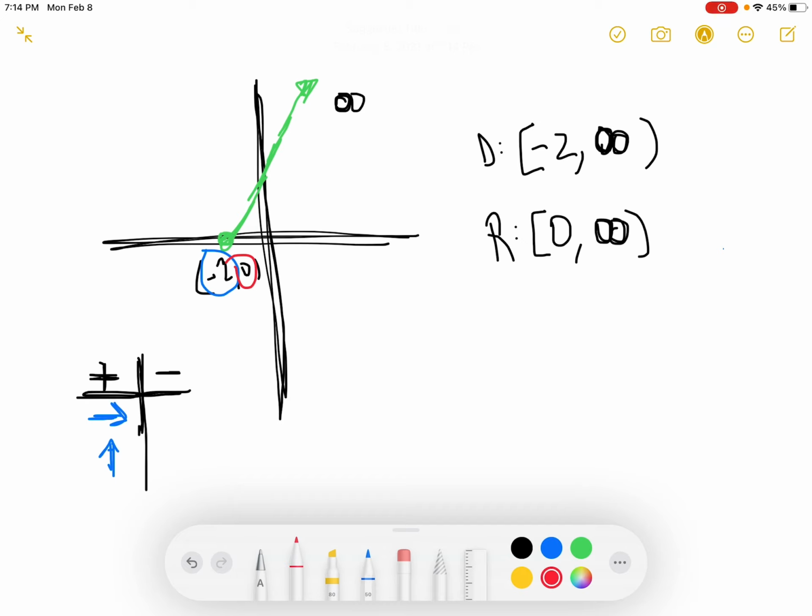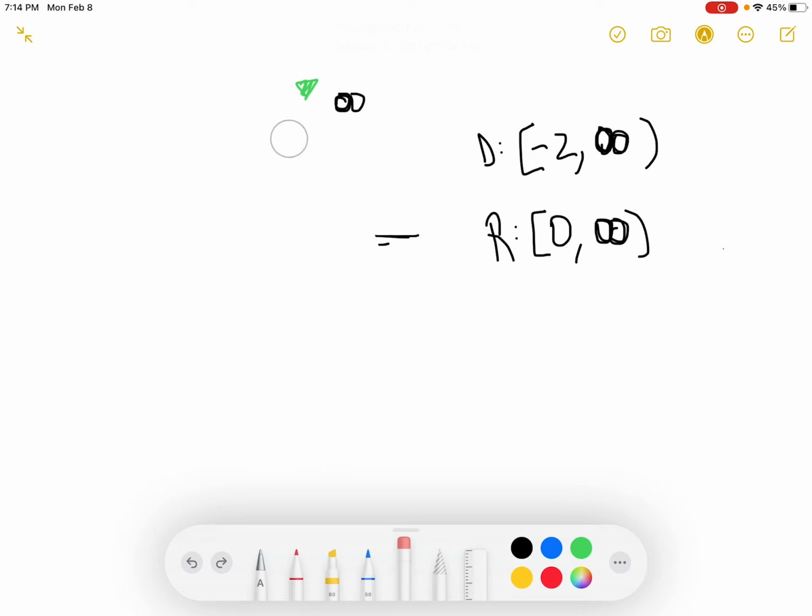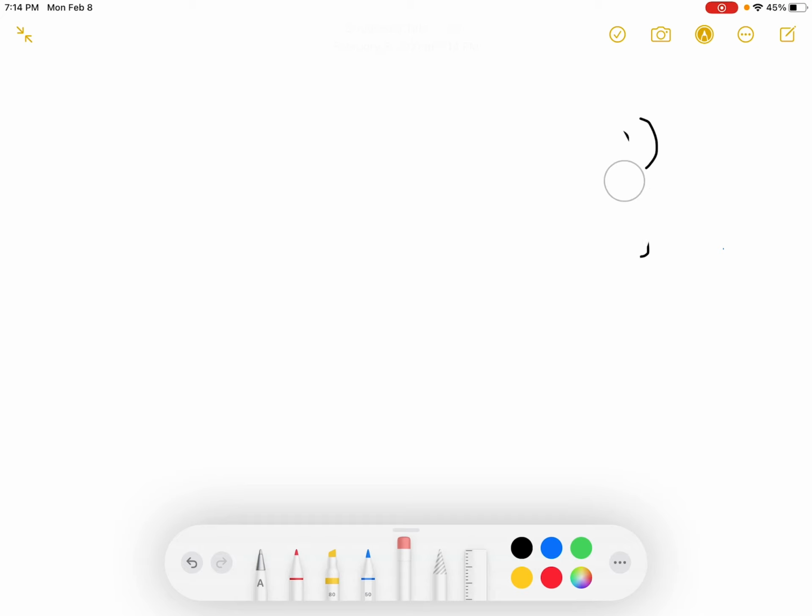But if it's going left or down, it's negative. So if this thing was pointed like this, we would have still a positive y because it's going up, but we'd have a negative x because it's going down. So there you go. That is how we can graph and find our domain and range from a graph.